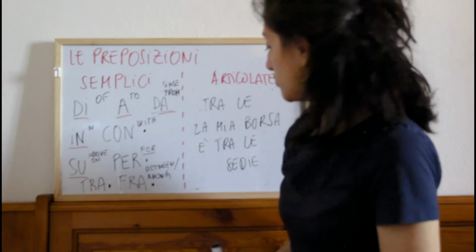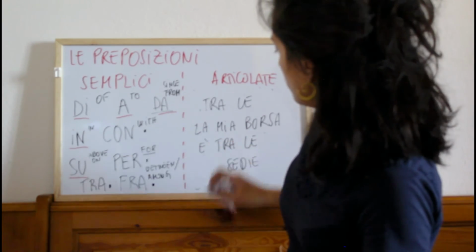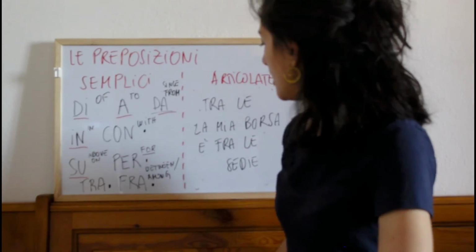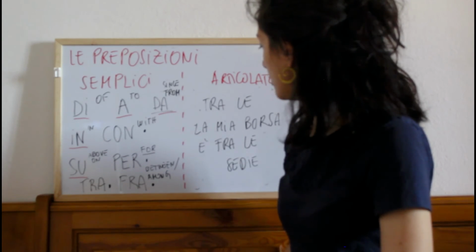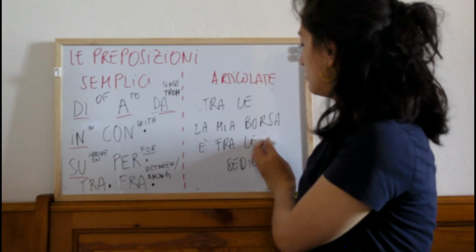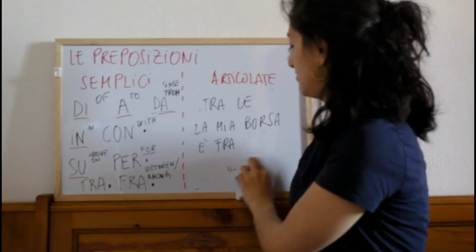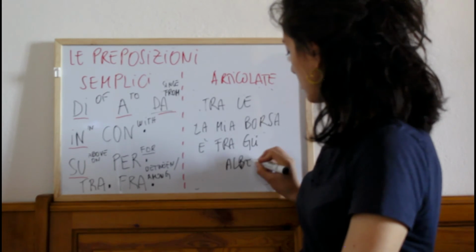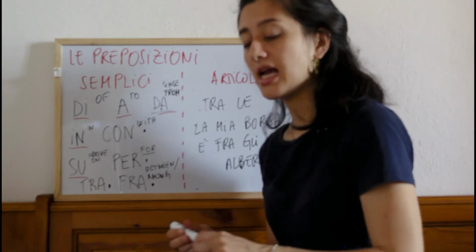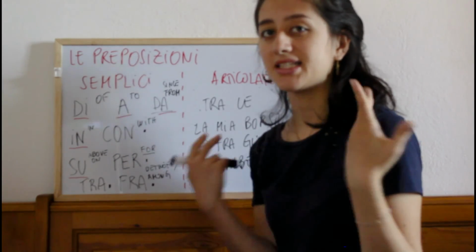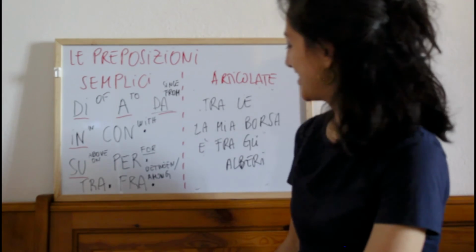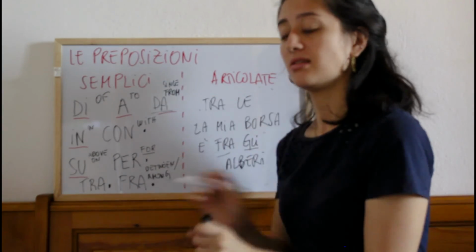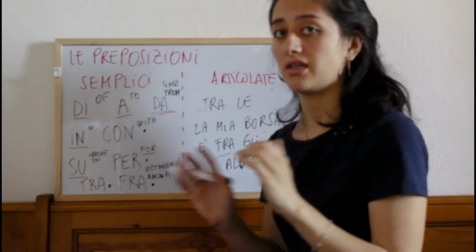So it's like this. You have to use tra. Here we could just use also la mia borsa è fra le sedie. Is the same, tra e fra. La mia borsa è tra gli alberi. My bag is among the trees. Why? I don't know, but you see, tra and gli. Two words, two separated words, they are not together.